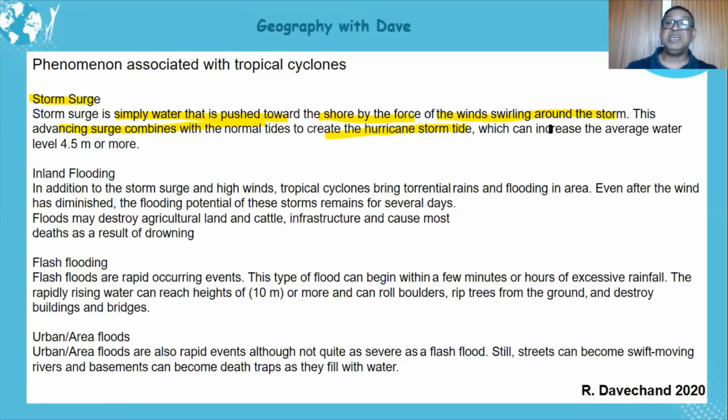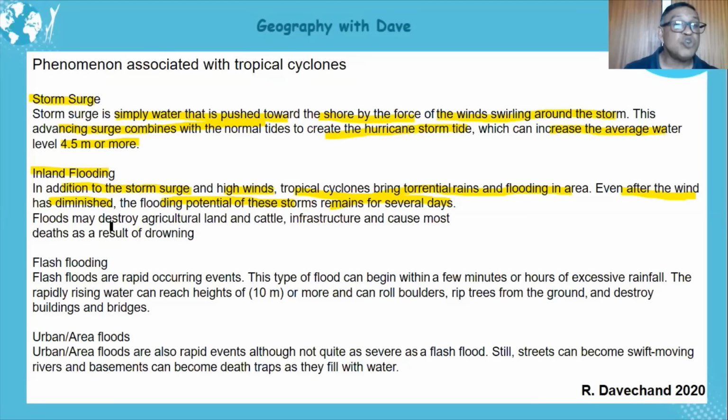Here you got an increase in those tides by more than 4.5 meters. All right. So another concept, inland flooding. In addition to the storm surge and high wind speeds, tropical cyclones bring torrential flooding in the area. Even after the wind has diminished, flooding potential still continues and remains for several days. You understand? Even the wind, because of cloud formation, torrential rainfall still continues, so you get inland flooding. And of course, here we speak of escarpment; if it's flatter, you understand, it'll go greater, more into the area, and there'll be more devastation over a larger area.